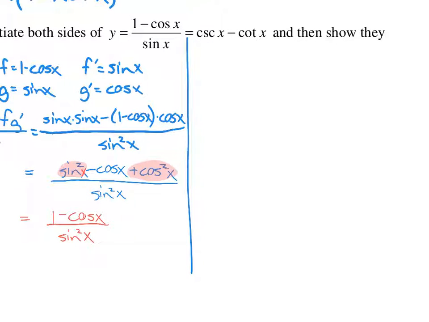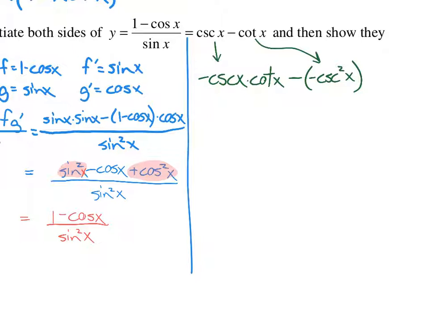And here we're going to need some of our new rules. What is the derivative of cosecant x? Negative cosecant x times cotangent x. Good. The derivative of cosecant is negative cosecant times cotangent. Then minus, what's the derivative of cotangent? Negative cosecant squared of x.